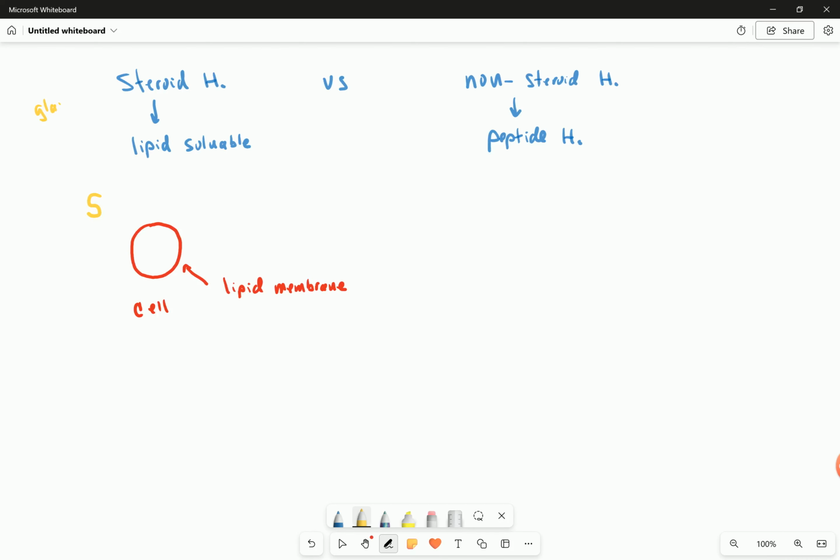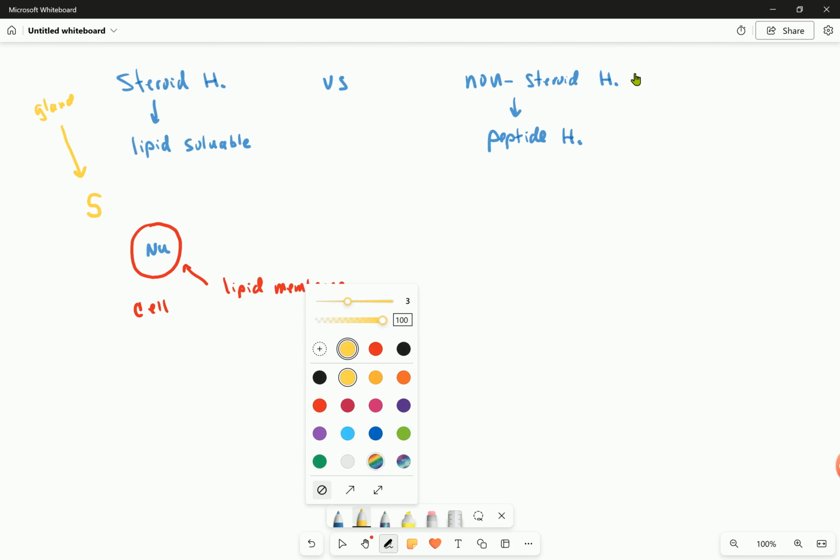So a gland released a steroid hormone, and in the middle of a cell you have the nucleus. And what happens is the steroid hormone can simply diffuse across the membrane because it's lipid soluble. So the steroid hormone can diffuse across the membrane and go directly to the nucleus. And once that steroid hormone binds to the nucleus, then something happens like protein synthesis.